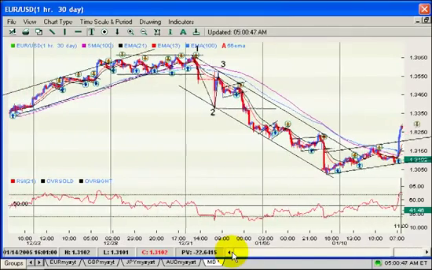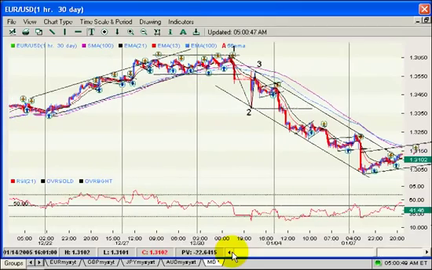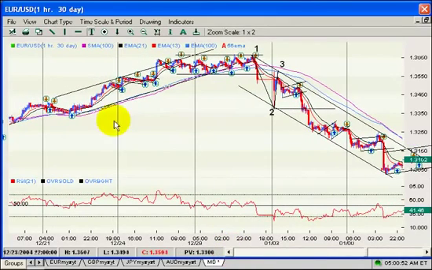I'll just scroll along. This is exactly the same uptrend as we looked at in the other chart. This is also a 1-hour chart of the euro dollar. Now, let's see if we can become more specific about our entry and exit.